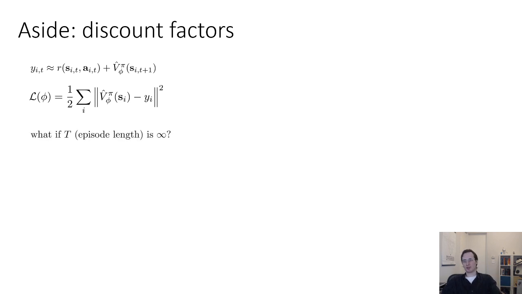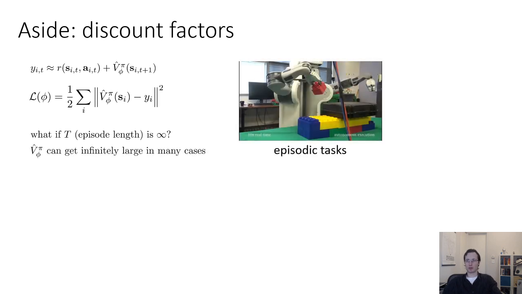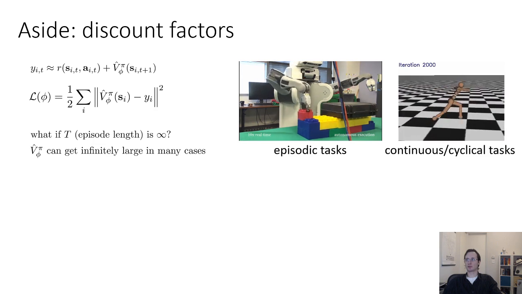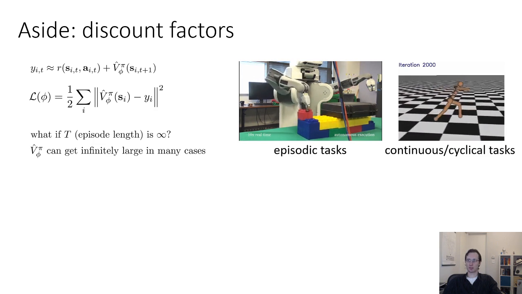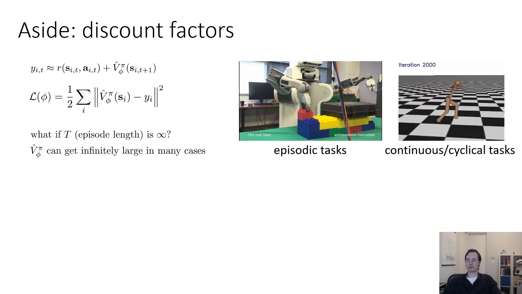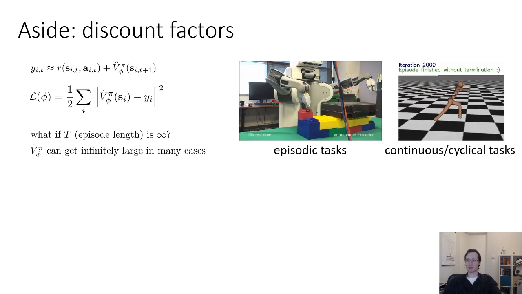So what if your episode length is infinity? Won't you eventually just sum up an infinite number of values? That's actually a big problem because in this case, your value function might become infinite. There are some cases where finite episodes are very natural, like for some robotic tasks. But oftentimes it's much more natural to have continuous or cyclic tasks where, let's say, you want to get this little humanoid robot to run as far as possible. So here your horizon is really infinite. And that's a big problem because now your values will become infinite.